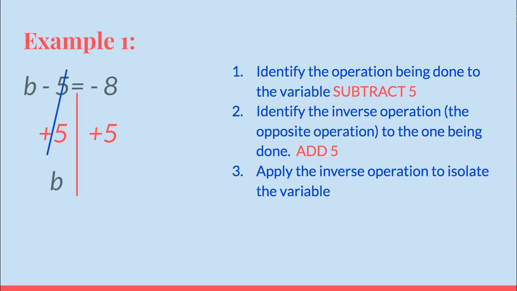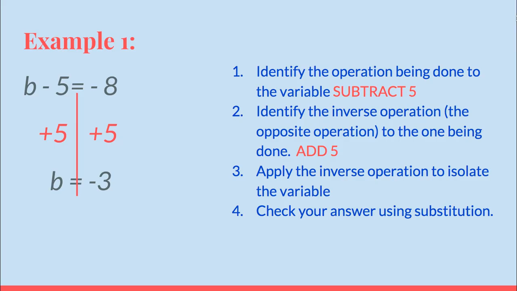On the left-hand side, subtract 5, add 5, those cancel each other out, and I'm left with just a b. And on the right-hand side, negative 8 plus 5 is negative 3. So this tells me my answer is b equals negative 3.